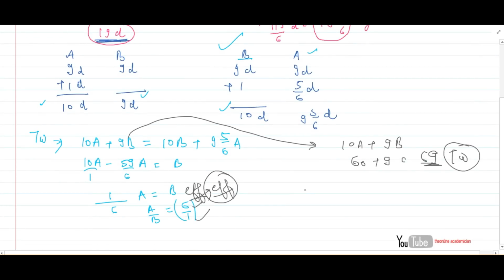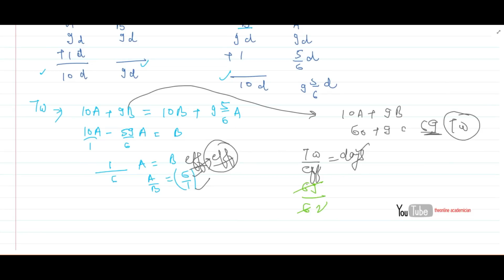For that, we know if we divide total work by efficiency, we get the days. So what is the total work here? 69. And what is the efficiency of A? Efficiency of A is 6. So if we cut this, 3 twos are 6, 3 twenty-threes are 69. So we will get 23 by 2 days as our answer.